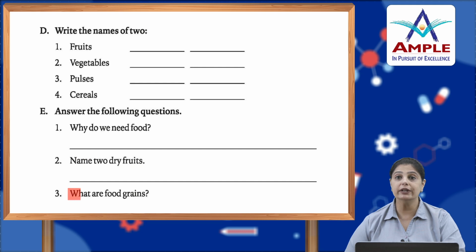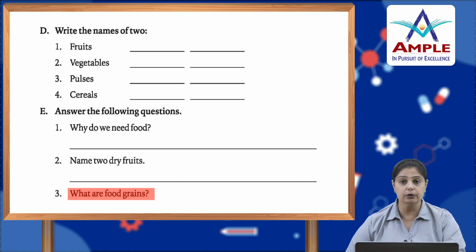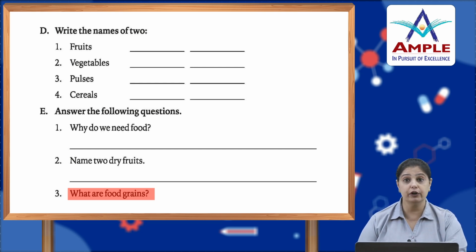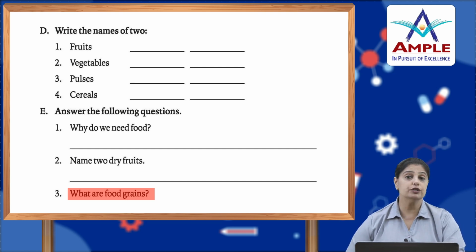Okay, what are food grains? They are the grains that are obtained from the different crops. Okay, for example, wheat grains, we grind them and make a powder of them, and that powder is known as flour, which is used to make chapatis. Okay, then the rice grains, they are cooked to get rice that we eat.